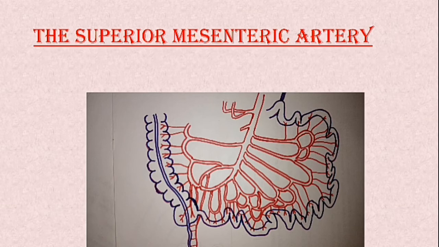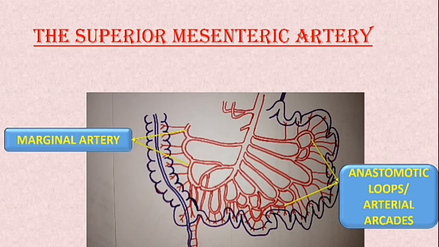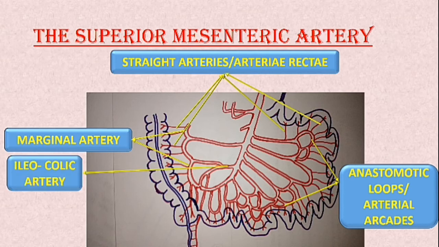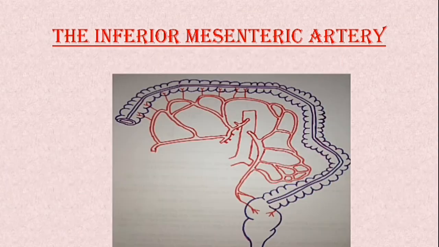The jejunal and ileal arteries form a network of anastomotic loops, also known as the arterial arcades. The arteries of the colon form the marginal artery. From this branch the straight arteries, also known as the arteriae rectae. The iliocolic artery gives off the appendicular artery, which supplies the vermiform appendix. It also gives off the anterior cecal artery and the posterior cecal artery, which supply the cecum.